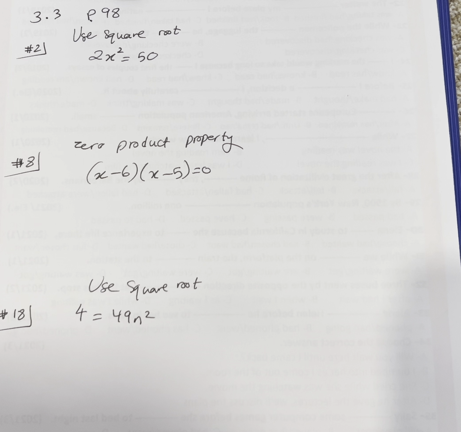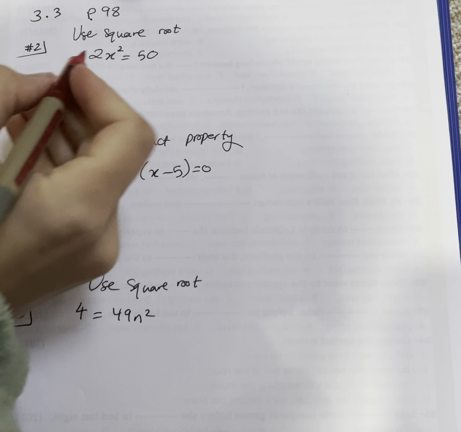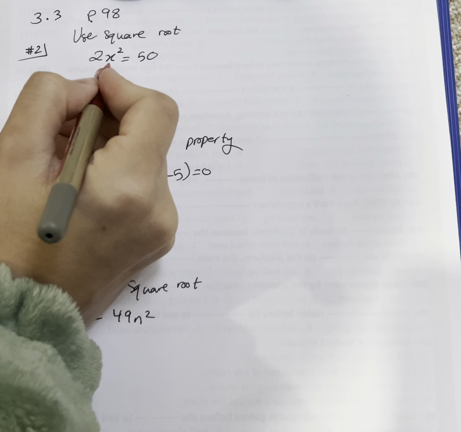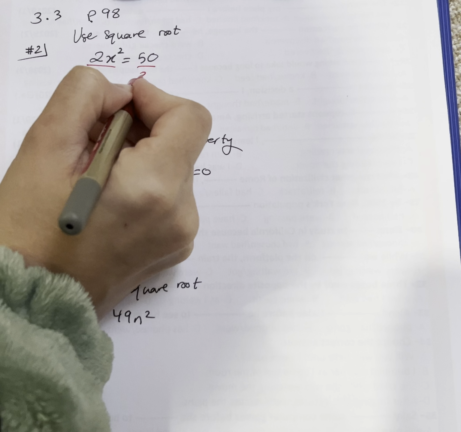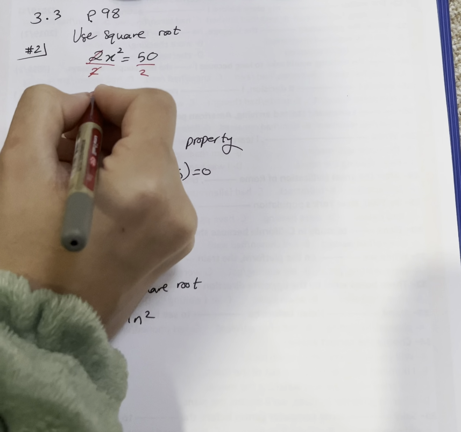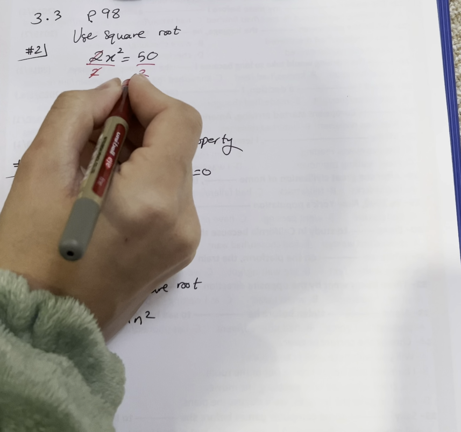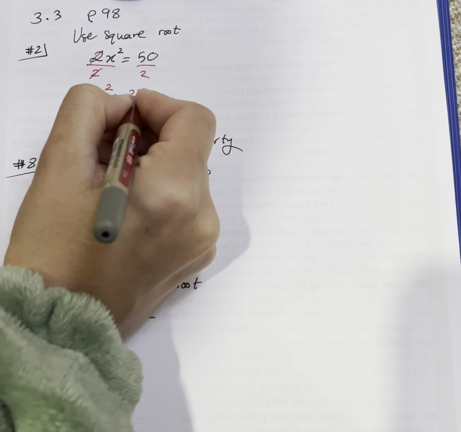We've used square root and zero product property. So for the first one, I've got multiplication, so I'm going to do the opposite of it, which is division. Okay, I'm going to get x squared equals 50 divided by 2, which is 25.